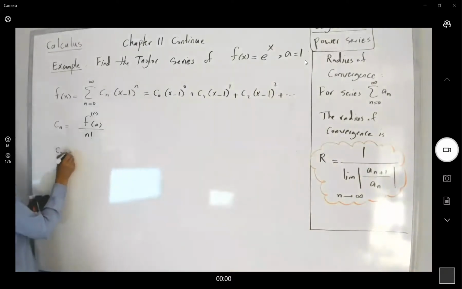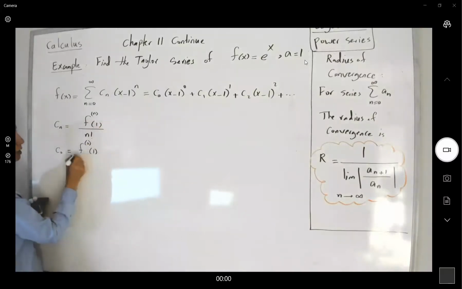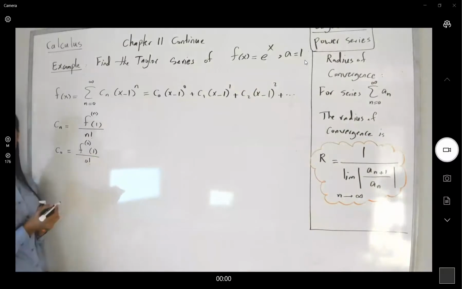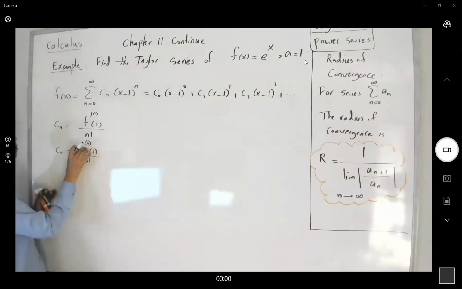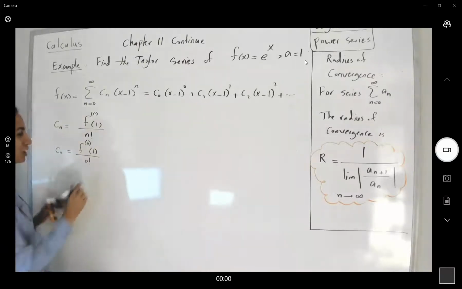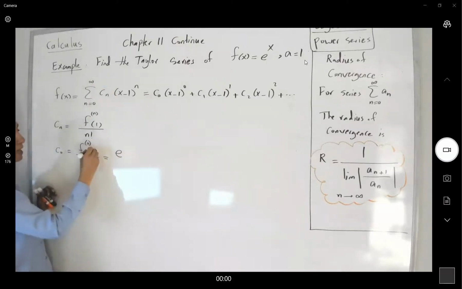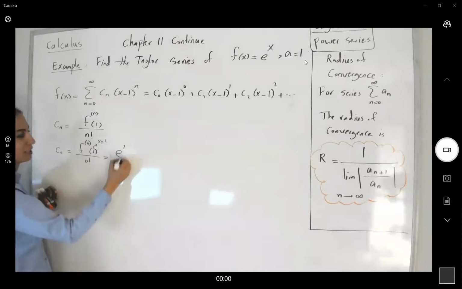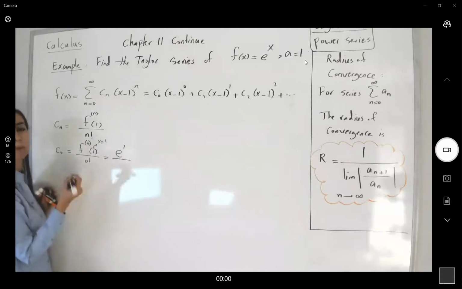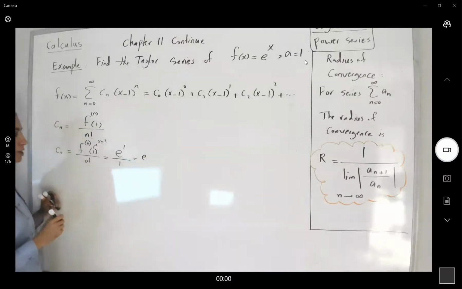C sub 0 is the zeroth derivative of this function evaluated at 1, over 0 factorial. We all know the zeroth derivative of e to the x is equal to the function itself. So it's going to be e to the x, but what is x? x is 1. Divided by 0 factorial, which by convention is just 1. So you have e over 1.